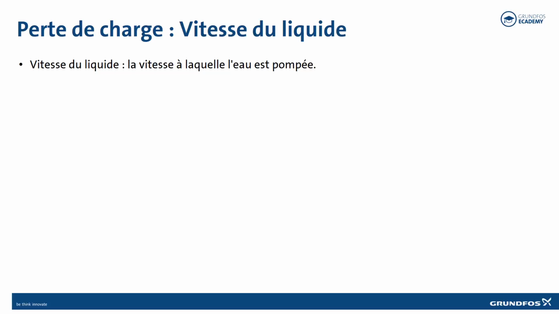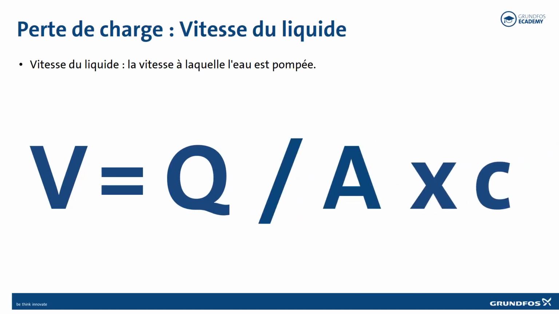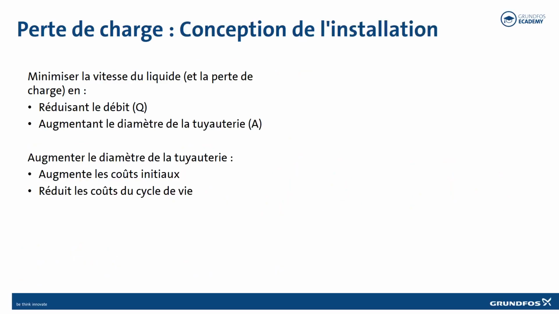The fluid velocity, V, can be calculated as V equals Q/A times C, where Q is the flow, A is the cross-sectional area of the pipe, and C is a constant to convert the velocity to meters per second. The more water you pump and the faster you do it, the higher your friction loss. To minimize fluid velocity and thereby friction loss, you have two main options: reduce flow or increase the pipe diameter.